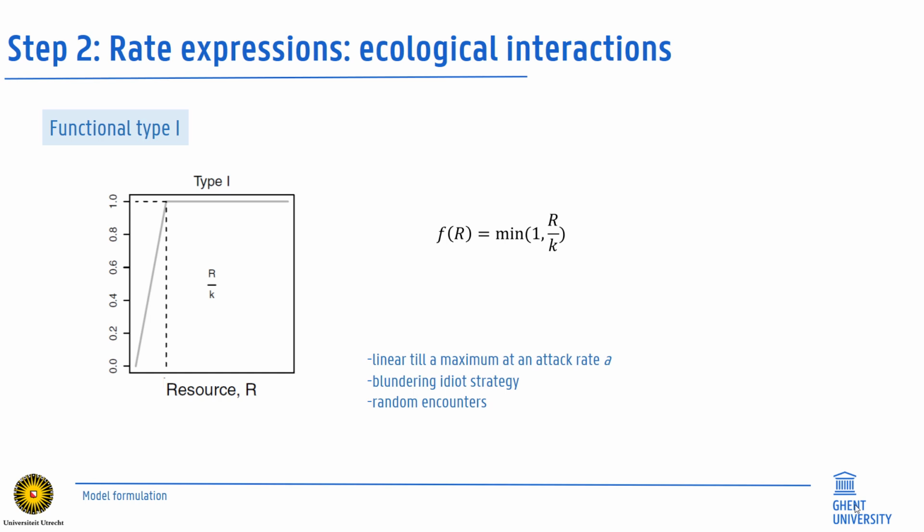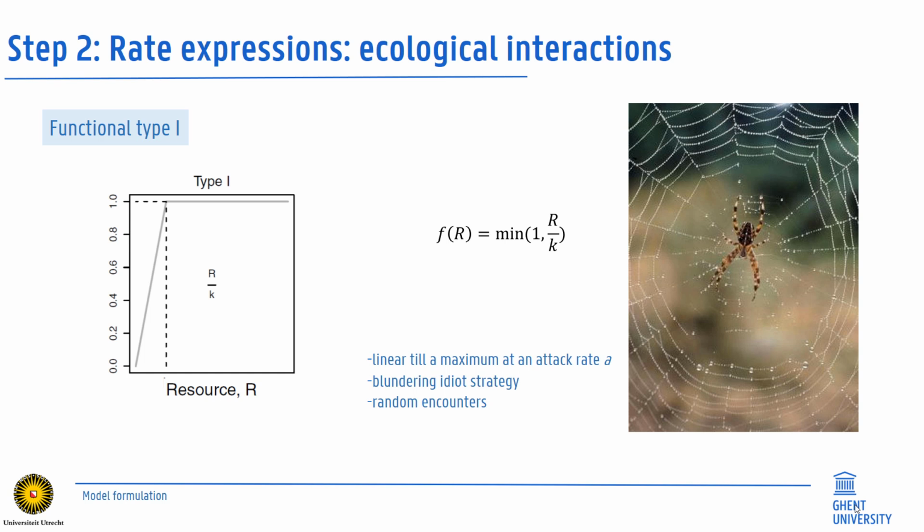A type 1 functional response is characterized by a linear uptake till a maximum. It therefore represents a random sampling strategy of prey that are available in the environment, and is therefore often referred to as a blundering idiot strategy. Filter feeders like mussels or this very nice garden spider typically show such a functional response.